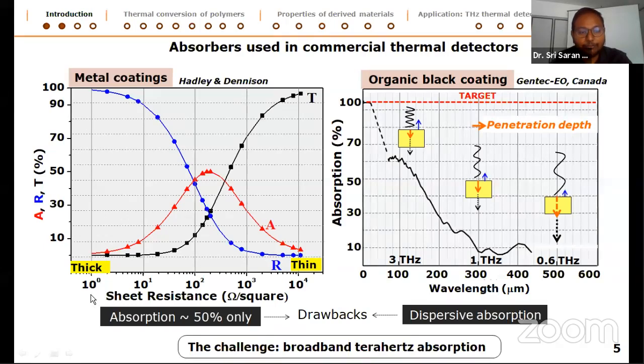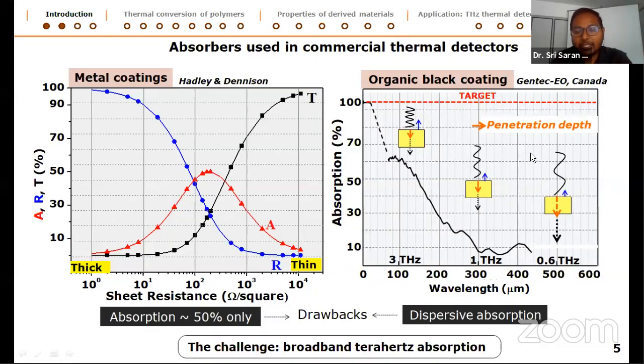For example, if you have a thick coating, the sheet resistance depends on the thickness of the material. If you have a thick thin film of metal, then they are mostly reflective. And if you have a very thin metal, they are transmitted. And around this magic point here, we have a maximum absorption of only 50%. So we are limited by the maximum absorption in the case of metal coatings.